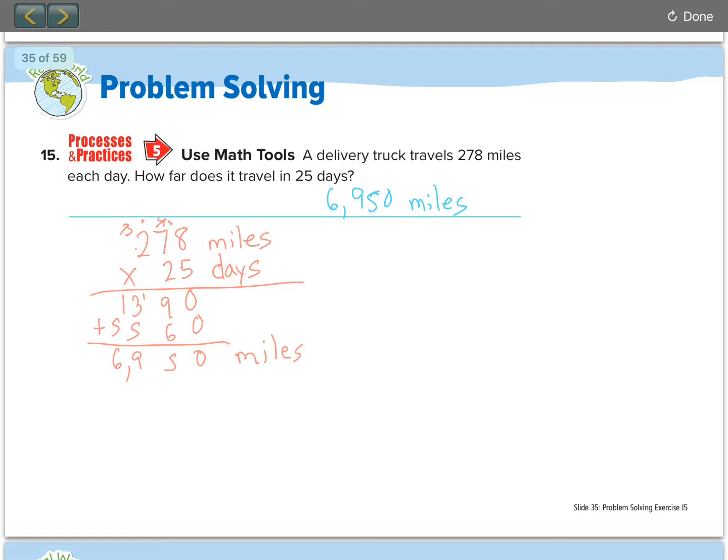I start in the ones column, multiply 278 times 5, and I get 1,390. I then place my 0 in the ones column and multiply 278 times 2, which is 556, but with the 0 in the ones column, it becomes 5,560. I then find the sum of 1,390 and 5,560, and that is 6,950 miles. Therefore, the truck travels 6,950 miles.